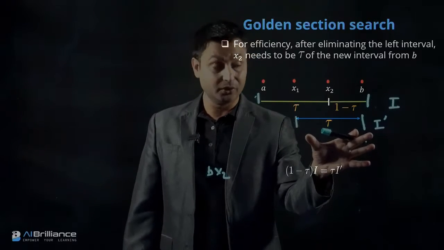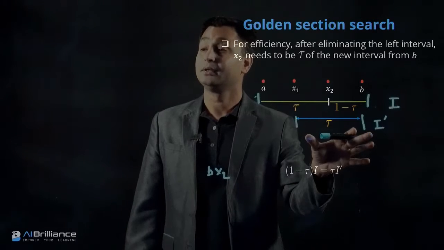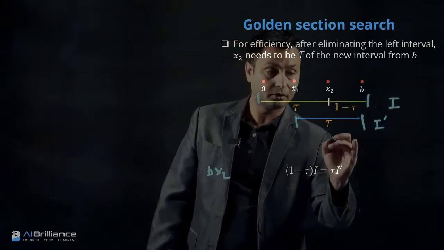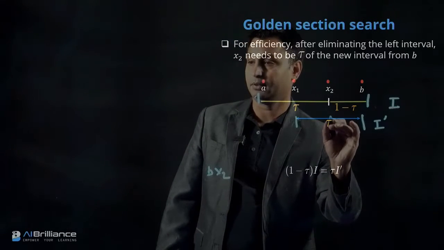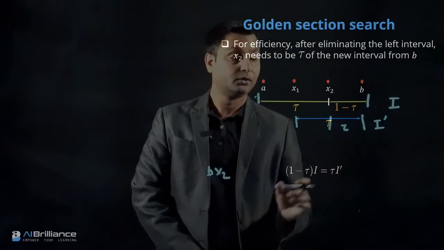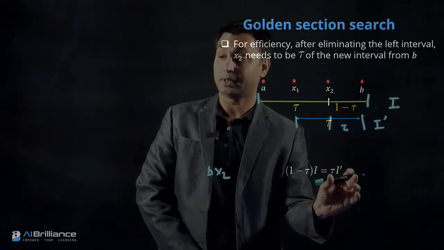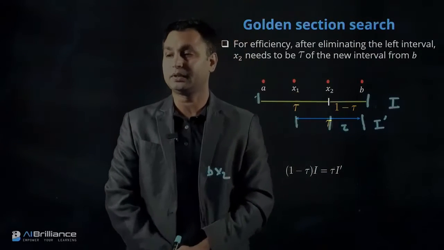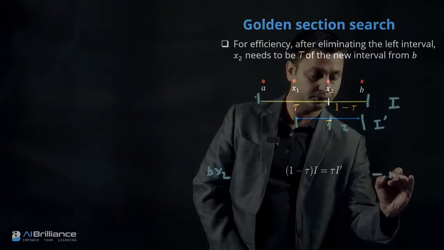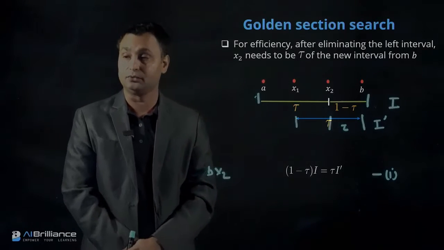Now if I take the new interval I dash, in that new interval what we have is bx2, since I said that the new location has to be the location that I have now here. This has to be tau times this interval I. So the distance bx2 in the interval I dash has to be tau times I. If we have that, then we have an algorithm that is going to be converging fast. So that's one relationship, the first relationship between the interval I and I dash as we are iterating.